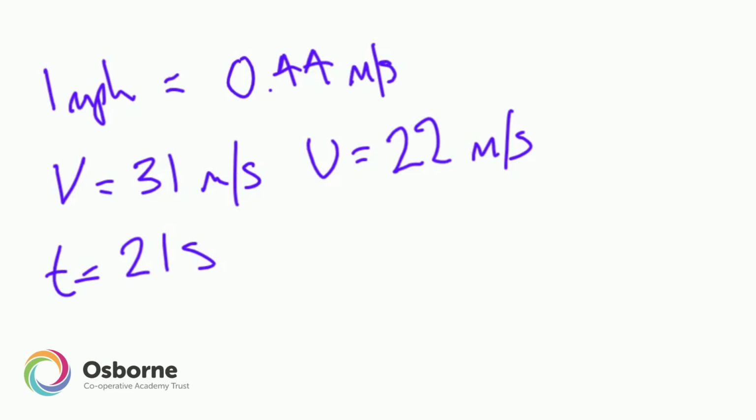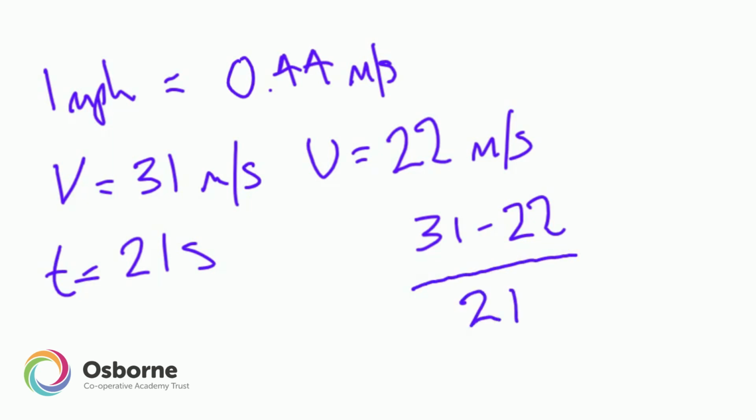Now when I go to do the calculation again, we can make a bit more sense of it. So v minus u, so that's 31 minus 22, okay? And that's going to give us an answer of 9, divided by our time of 21 seconds. Now if we do that calculation, what we actually get is 0.4 as our new acceleration number.